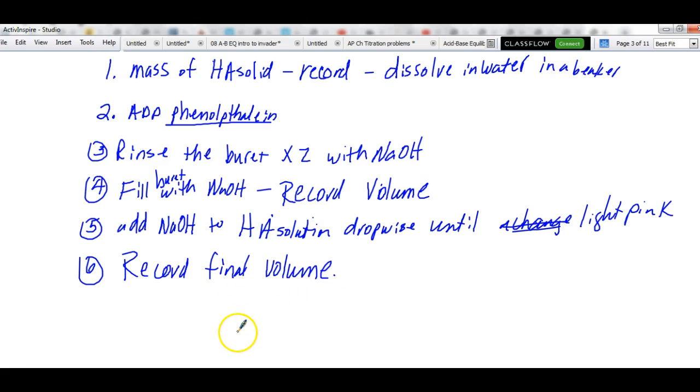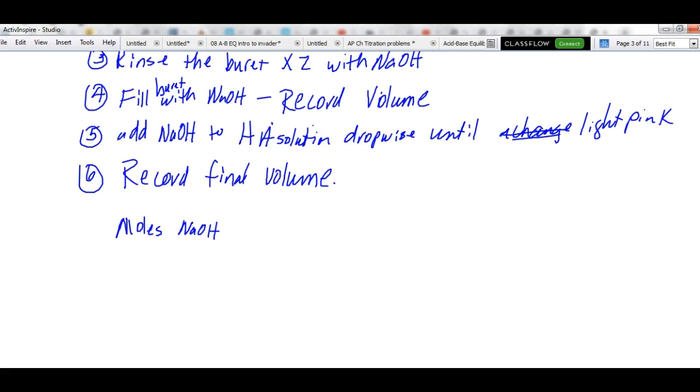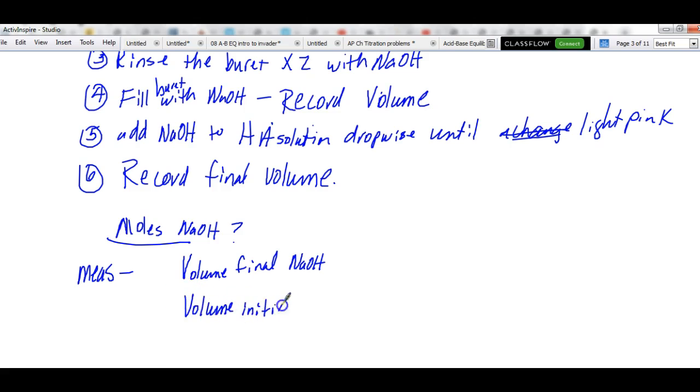Now, what are the calculations that we're going to have to do? How could we figure out how many moles of NaOH there are? What kind of measurements do we have to make, and how do we calculate that? In order to do that, we would have to have the final volume measurement. The total change, if you just said how much you added to it, that's not a measurement. So measurements include the final volume of the NaOH and the initial volume of the NaOH.